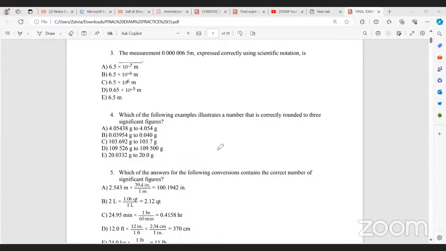All right, so we got some E's coming up, and you guys are correct. E is correct. If we look at this first number, 4.054 has four significant digits. So we know that that's not the correct answer.